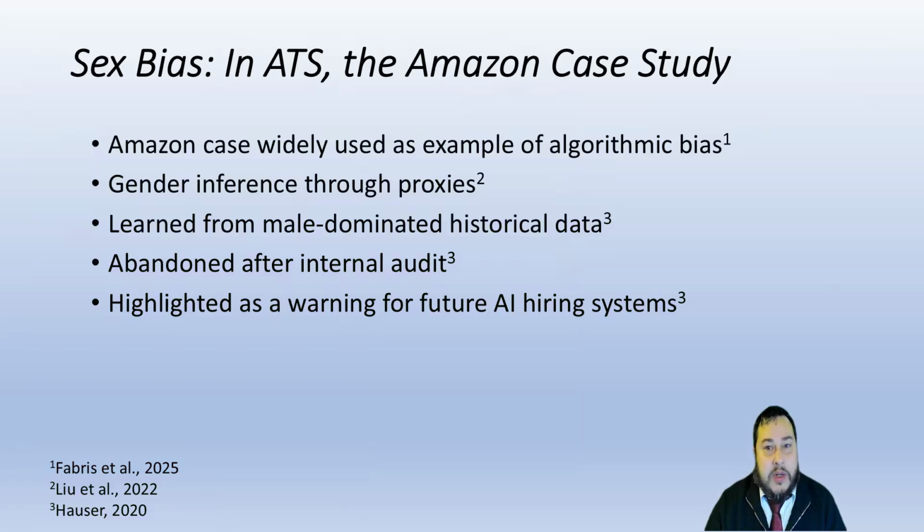The Amazon recruiting tool is one of the most widely cited examples of algorithmic gender bias. Fabrice and colleagues describe how the model learned from 10 years of historical hiring data that reflected a male-dominated tech workforce. Liu and colleagues showed that even when explicit gender markers were removed, the model inferred gender through proxies, things like women's colleges, women's sports leagues, and even extracurricular markers.